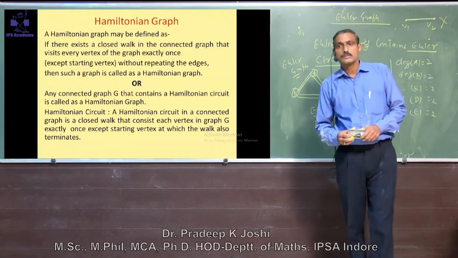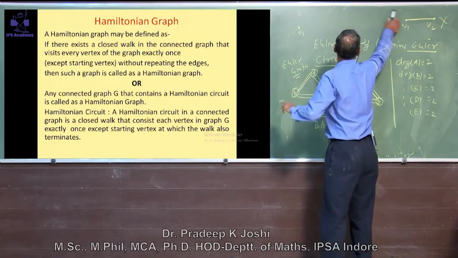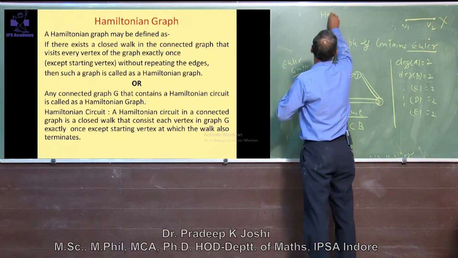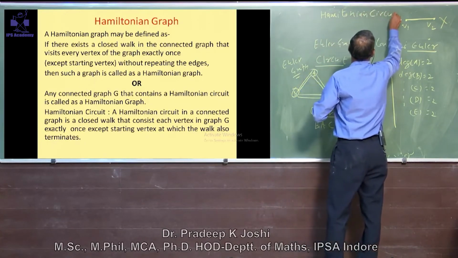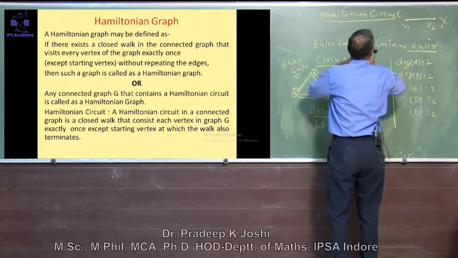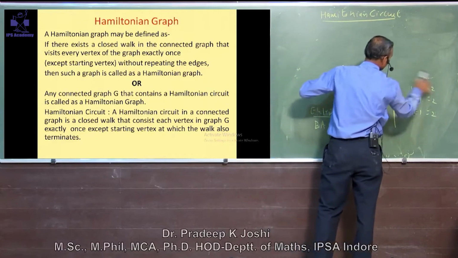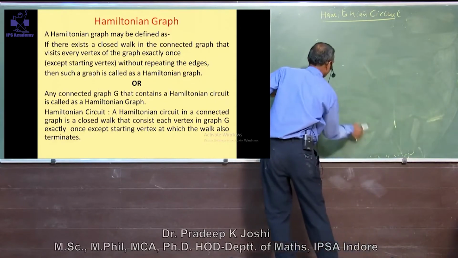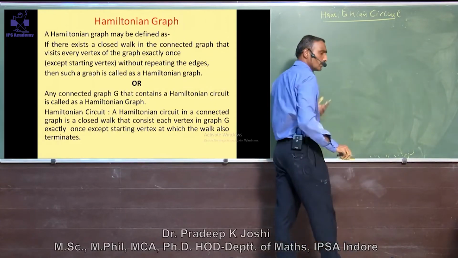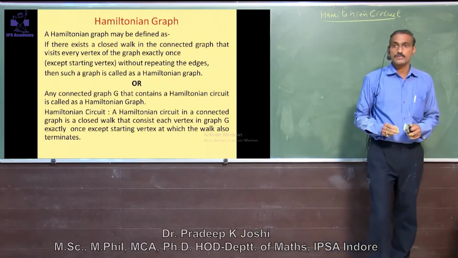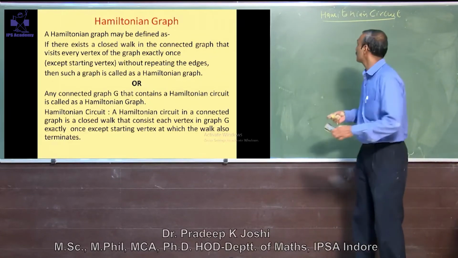Now a very important part is the Hamiltonian circuit. Now we discuss the Hamiltonian circuit. What is the basic difference between an Euler graph and a Hamiltonian graph? An Euler graph focuses on visiting edges, but a Hamiltonian graph focuses on visiting vertices. This is the basic difference between a Hamiltonian graph and an Euler graph.